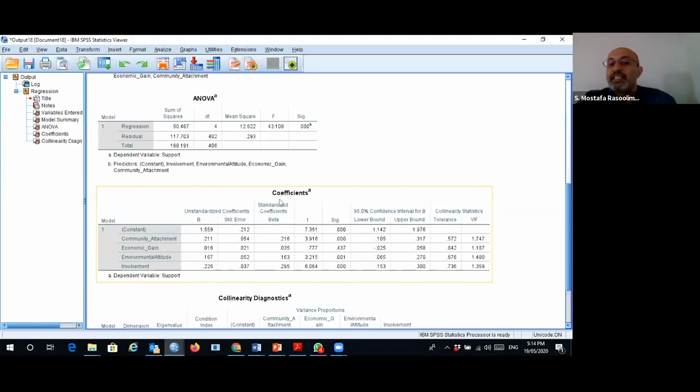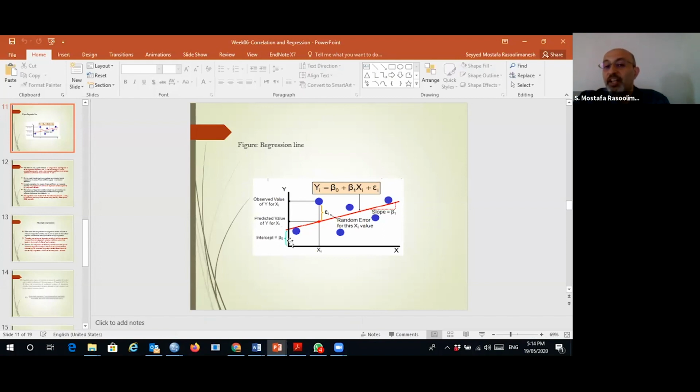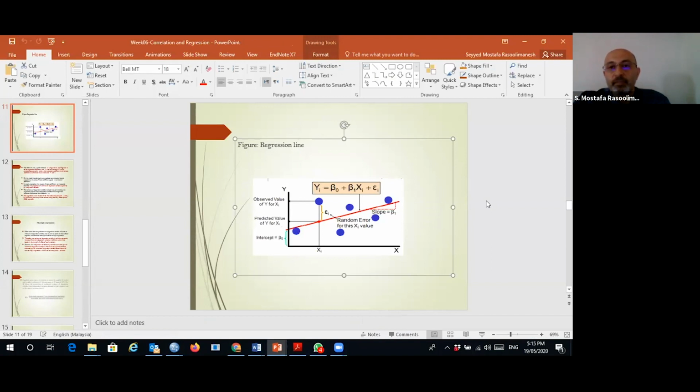But here we have standardized beta. In standardized beta, we standardize our variable. And when we standardize our variable, in this model, this line will cross the 0 point. So when we change unstandardized beta to standardized beta, this line will change to something like this.